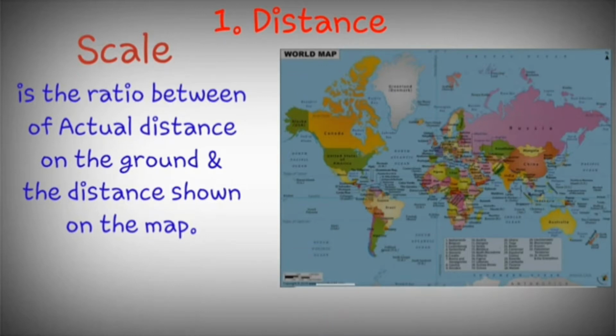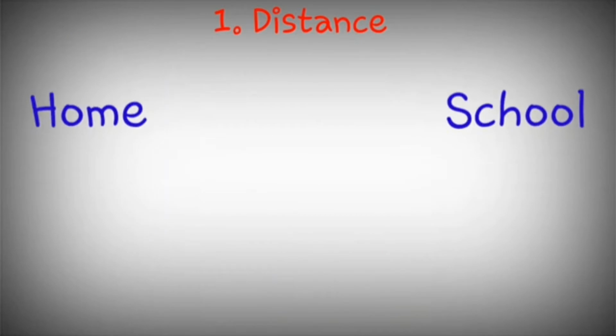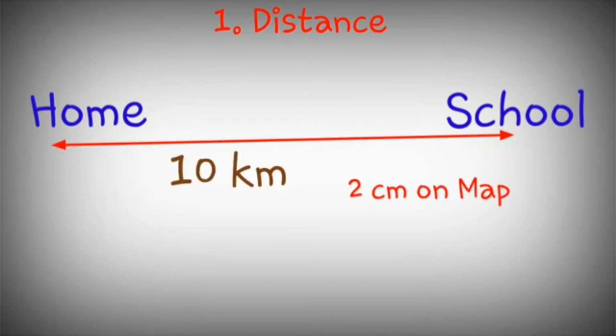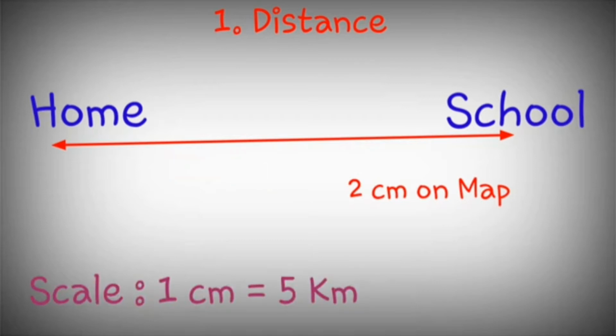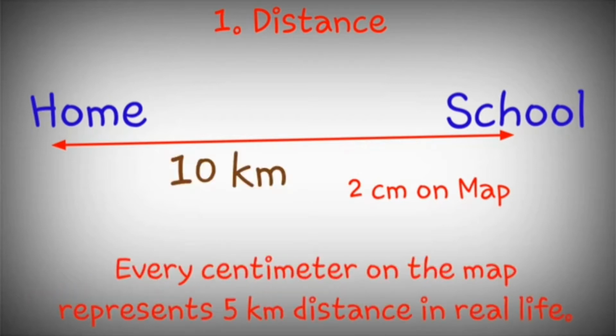For example, the distance between your school and your home is 10 kilometers. If you show this 10 kilometer distance by 2 centimeter on a map, it means the scale is 1 centimeter is equal to 5 kilometers. That is, every centimeter on the map represents 5 kilometer distance in real life.